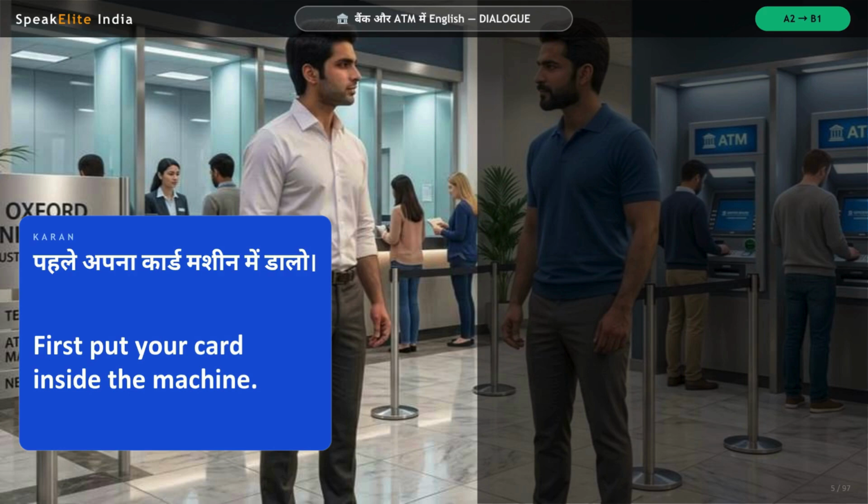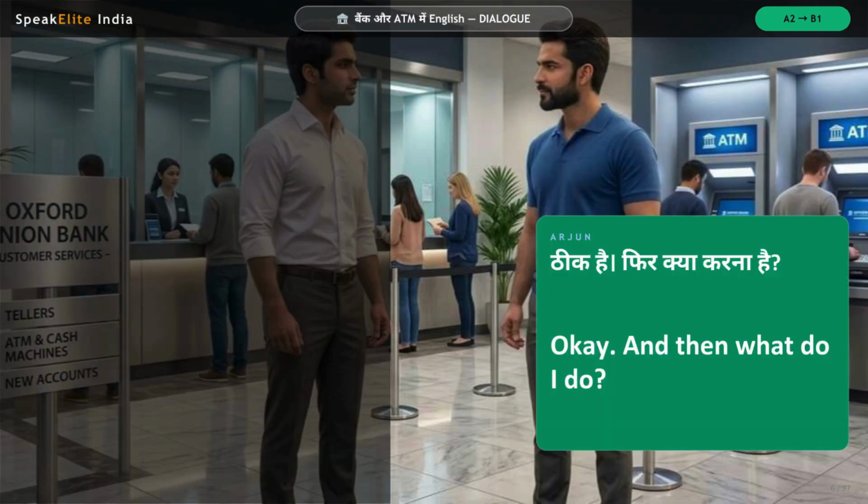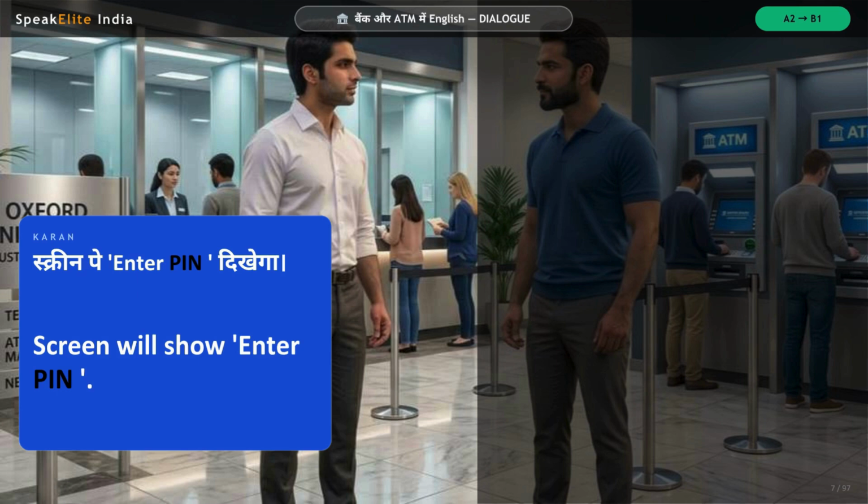First, put your card inside the machine. Okay. And then what do I do? Screen will show enter pin.